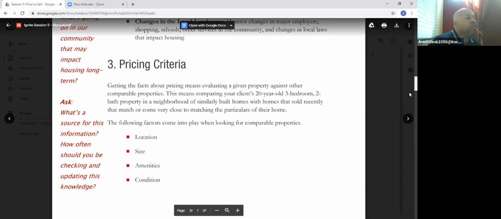Okay, so we'll go to pricing criteria. The following factors come into play when looking for comparable properties: location, size, amenities, and condition. Does anyone have a listing right now that they have, or a buyer that's been pre-approved within the last, let's say, week?